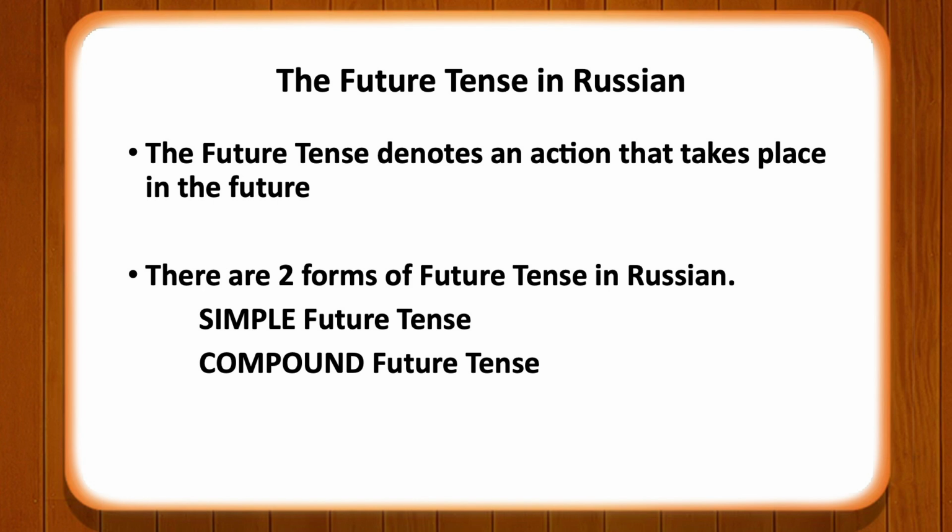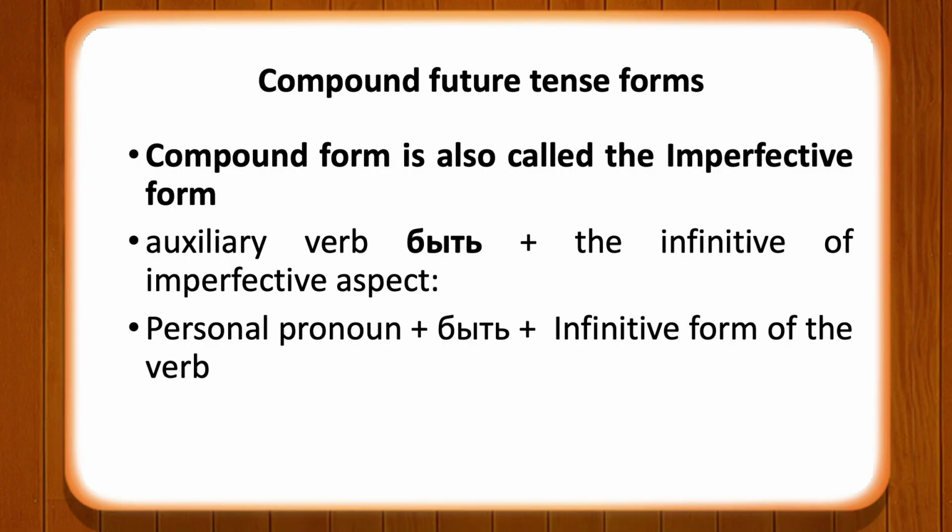There are two forms of future tense in Russian. They are called simple and compound forms. I will repeat, the two forms of future tense in Russian are simple future tense and compound future tense. Let us begin with the compound future tense forms. The compound form is also called the imperfective form.